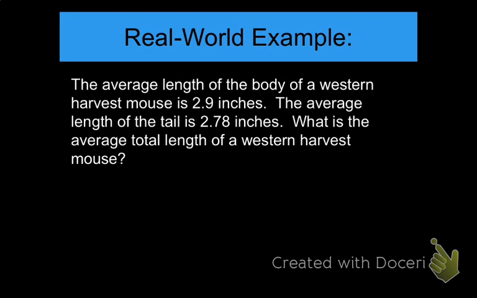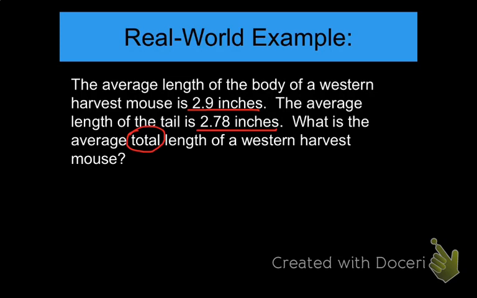So in the first real world problem, the average length of the body of a Western harvest mouse is 2.9 inches. The average length of the tail is 2.78 inches. What is the average total length of a Western harvest mouse?